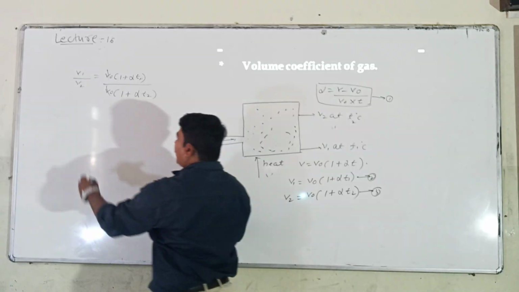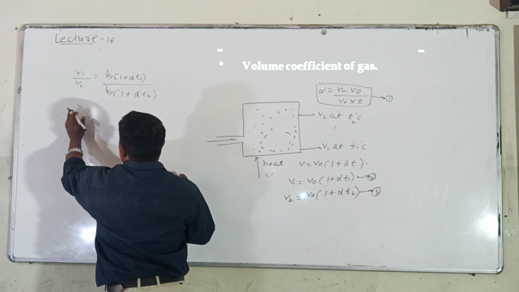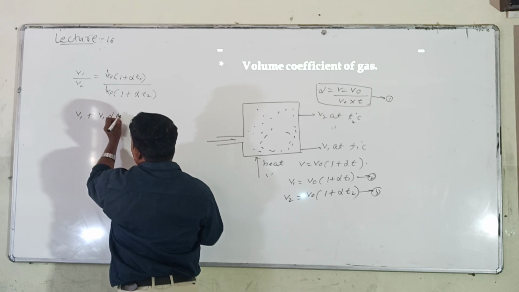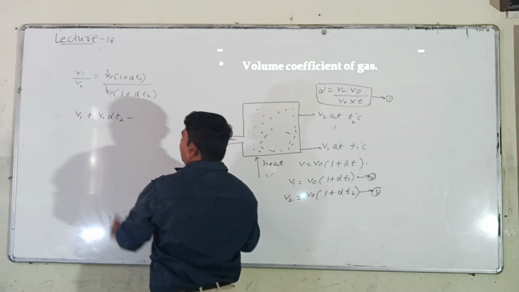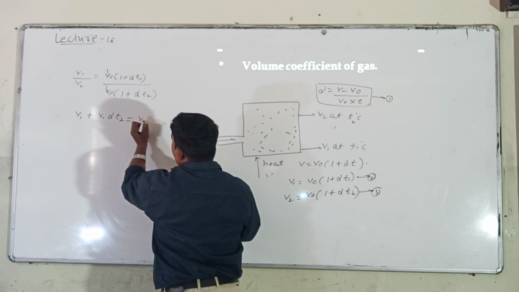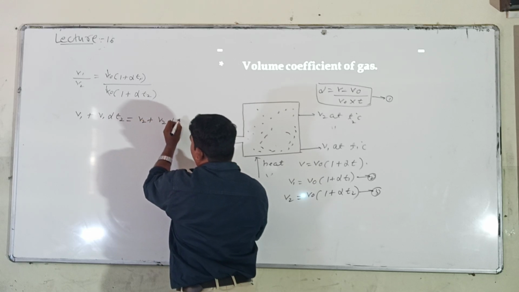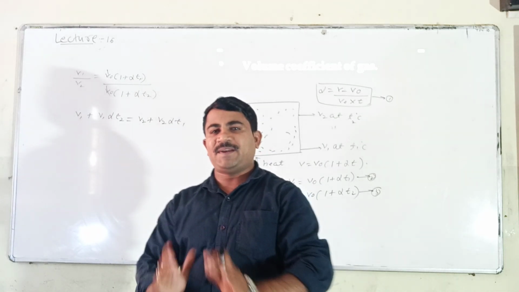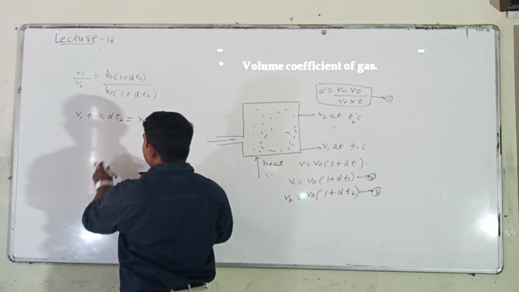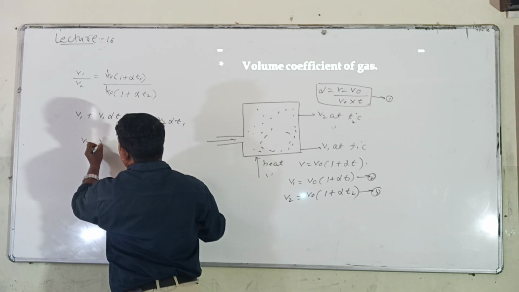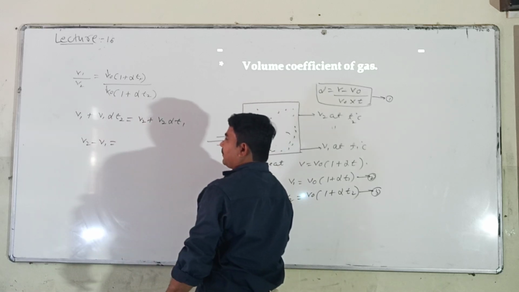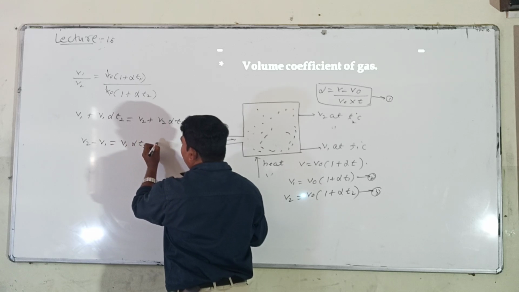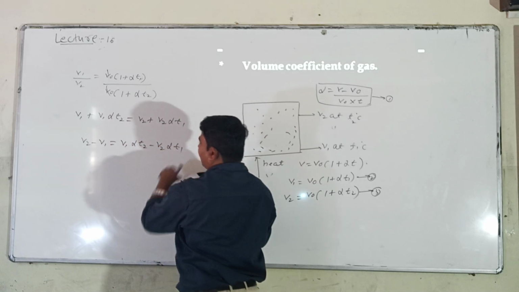Just cross multiply. What values are we getting? See here. V1 plus V1 alpha into T2 is equal to V2 plus V2 alpha into T1. Right or wrong? I need V2 minus V1. V2 minus V1, how to write from this? See here. V2 minus V1 is equal to how much? V1 alpha into T2 minus V2 alpha into T1.